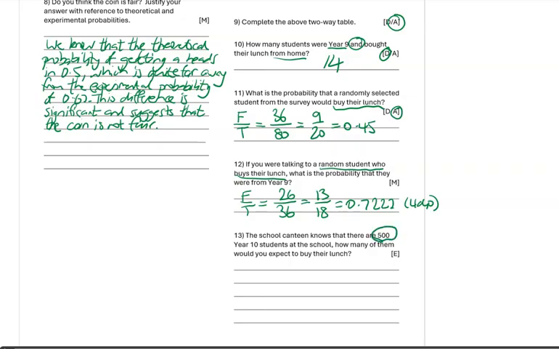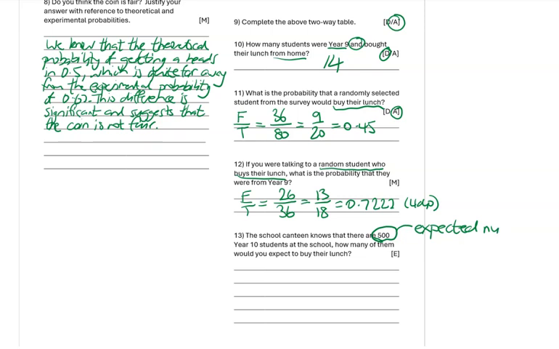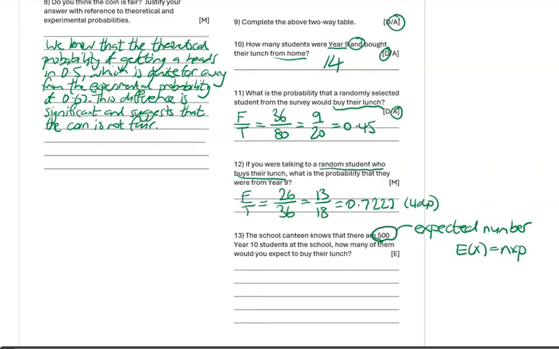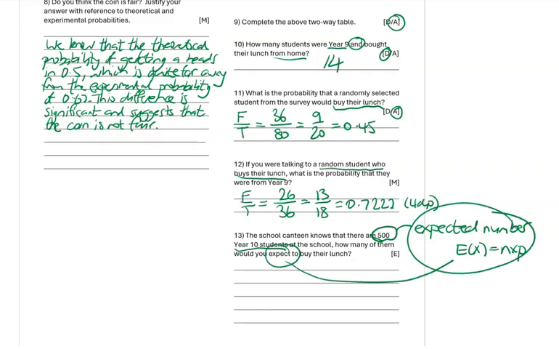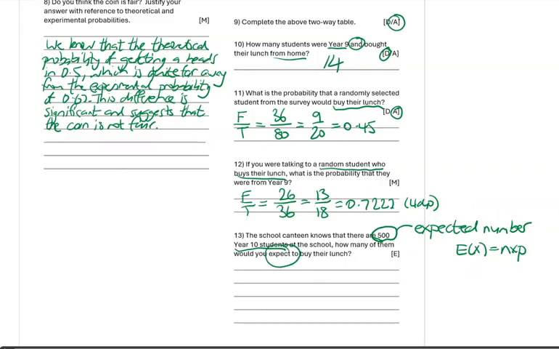So straight away, as soon as I'm seeing a big number, remember, that normally tells you it's going to be something to do with expected number in probability. You might have seen this formula: expected number is equal to n times p. So I'm thinking I'm probably going to be using that formula already. So 500 of them are year 10. How many of them would you expect to buy their lunch? And that word expect kind of confirms it's that expected number formula. And we're buying their lunch. So let's go with f over t.